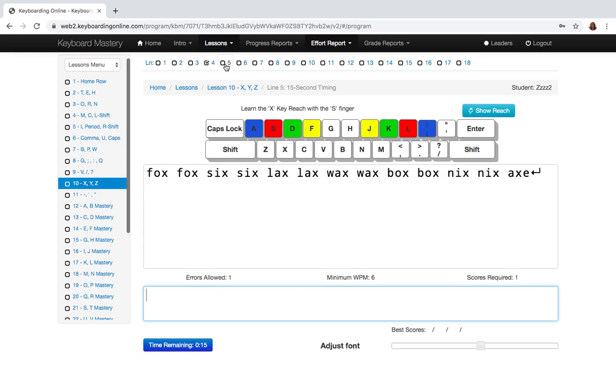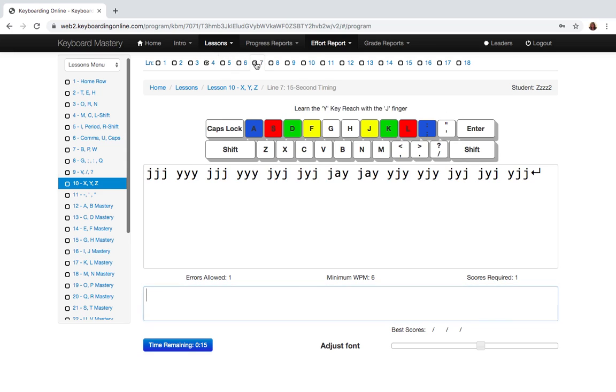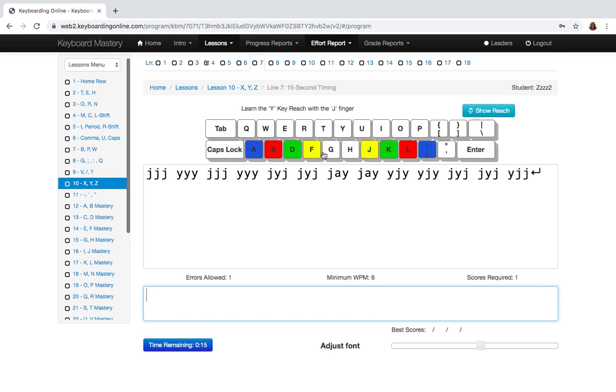We're on lines 5 and 6, practicing our X key. And then we go on to line 7 to learn the Y key. J and only J will type Y. Notice it lights up in yellow, and we're shown here that Y is going to be controlled by J. We can tell that by the practice line. J, J, J, space, Y, Y, Y, space.